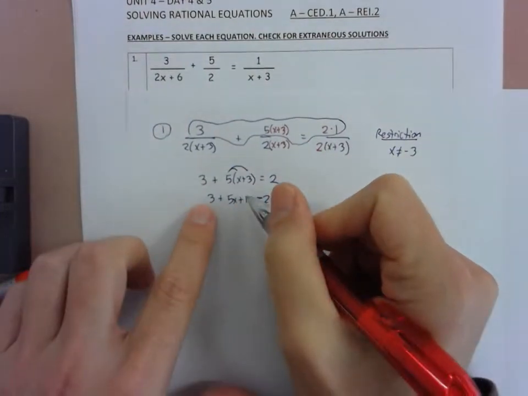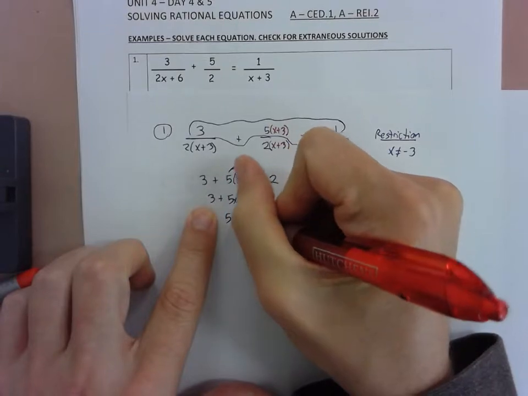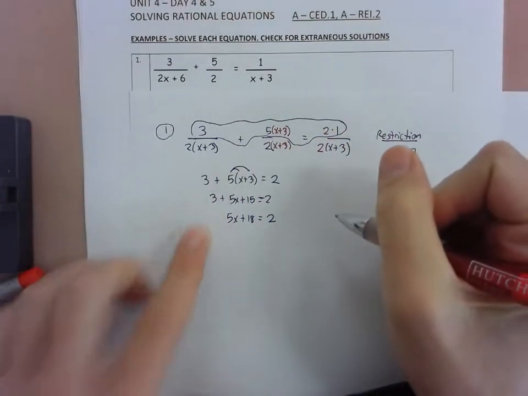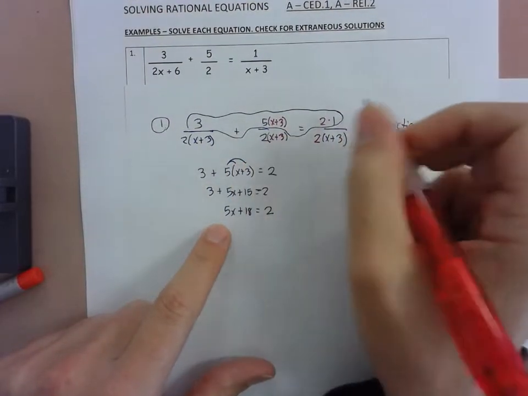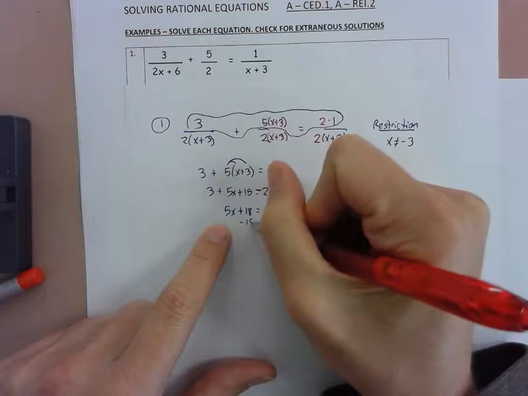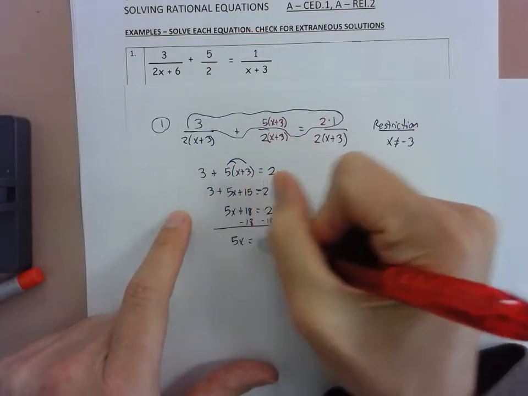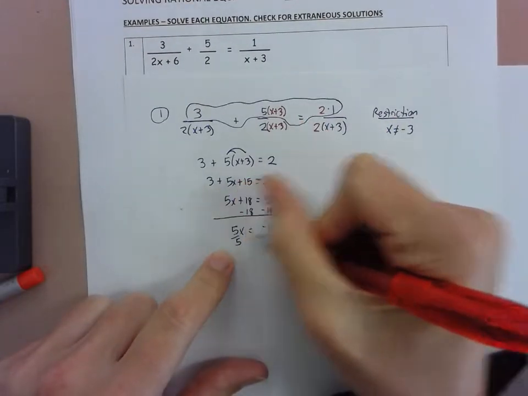Let's combine our like terms. 5x plus 3 and 15 is 18. And this is a linear equation, so the best method to solve those is to get the numbers on the right side. So I'm going to subtract the 18. 5x equals negative 16. And then my last step would be to divide by 5.